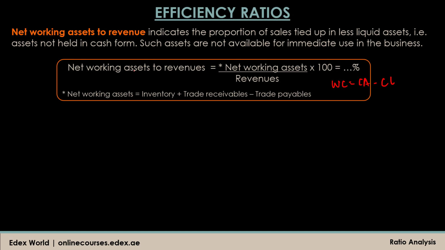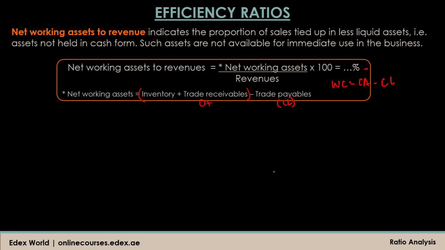But the formula for net working assets is inventory plus trade receivables, these two being from the current assets, and minus trade payables, which is from the current liabilities. So we are not taking all the current assets and all the current liabilities, just the assets and liabilities that are important from a day-to-day operations point of view. When you calculate this ratio, you will get it in percentage terms.